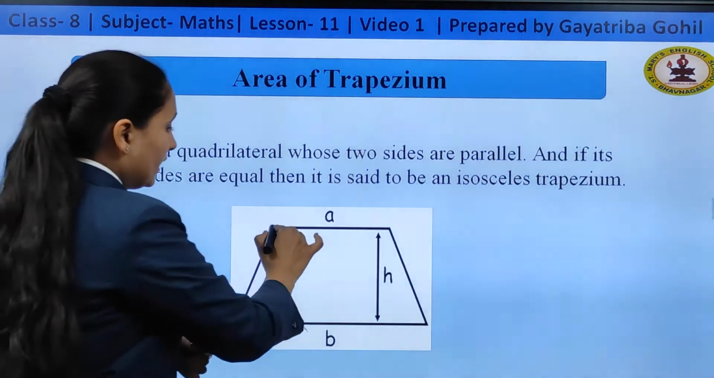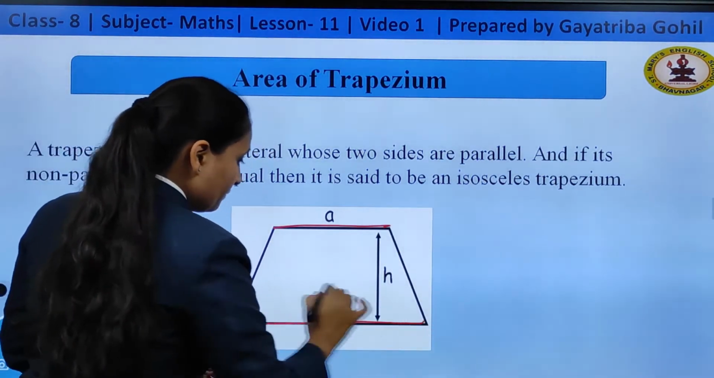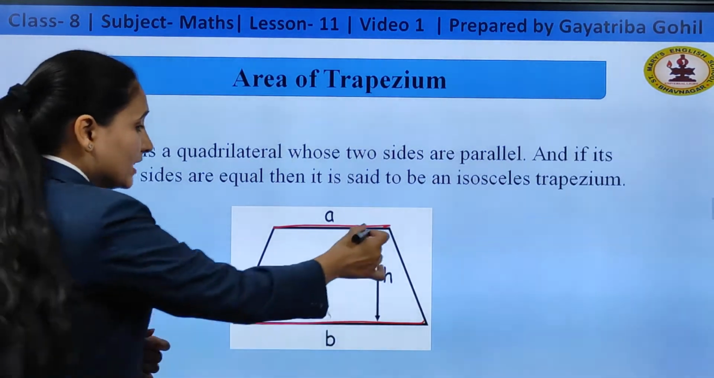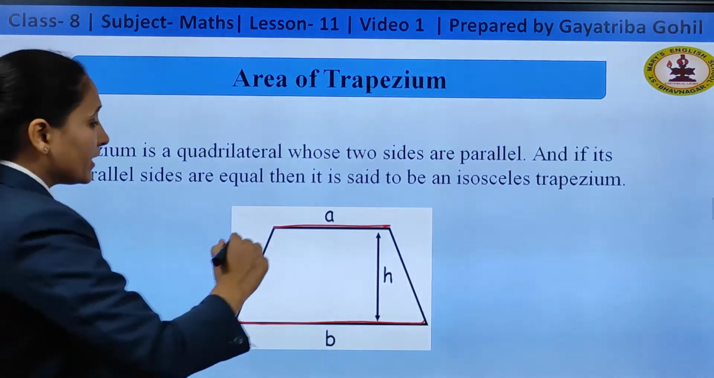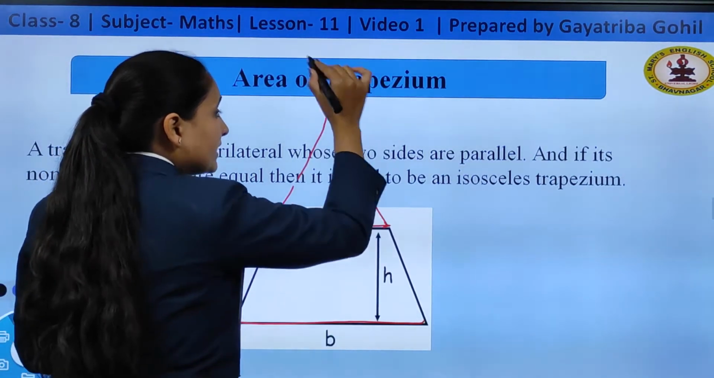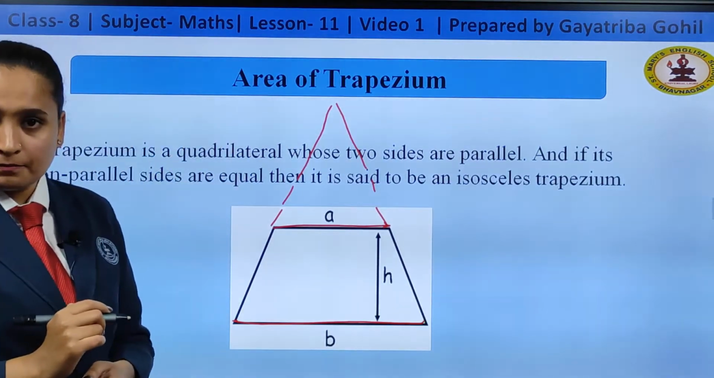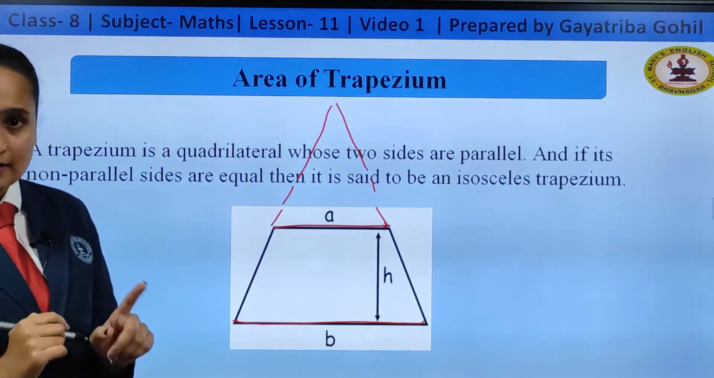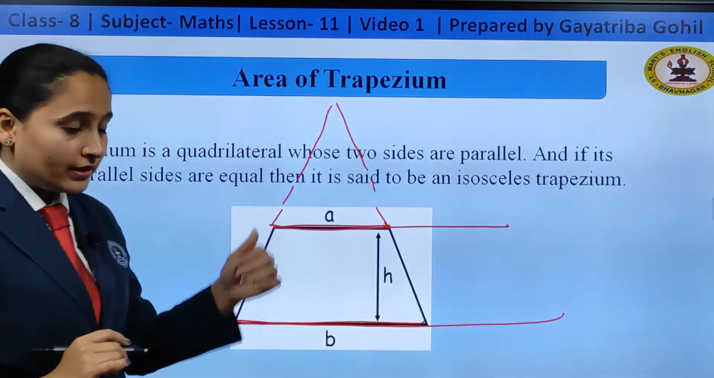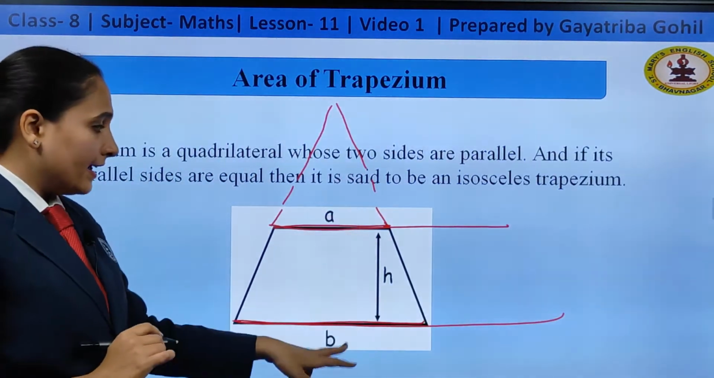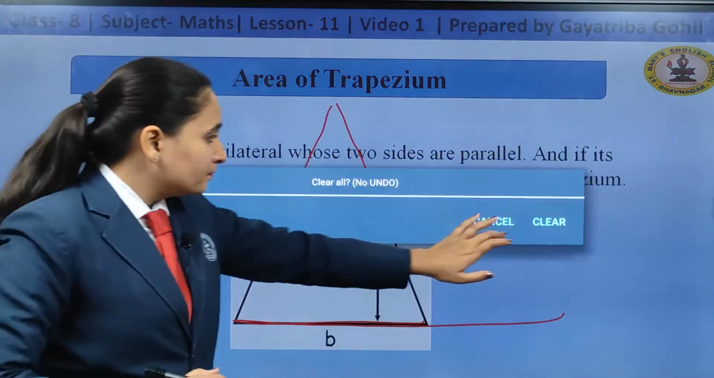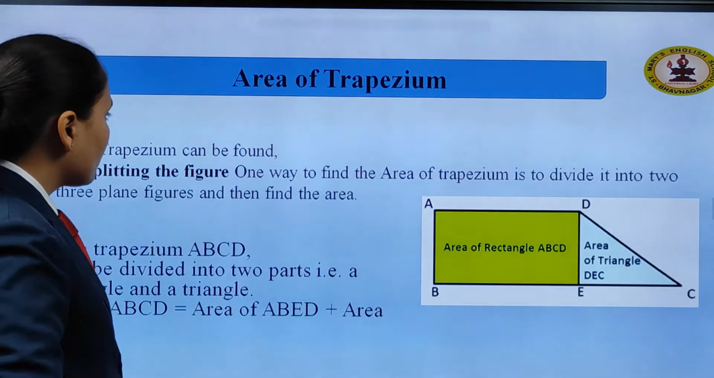Here A and B, these are the parallel sides of the trapezium. Why are these not the parallel sides? Because for example, if I extend this like this, at some point they are going to meet, right? So they are not parallel, but here these two sides are parallel. So A and B are the parallel sides and H is the height of the trapezium.